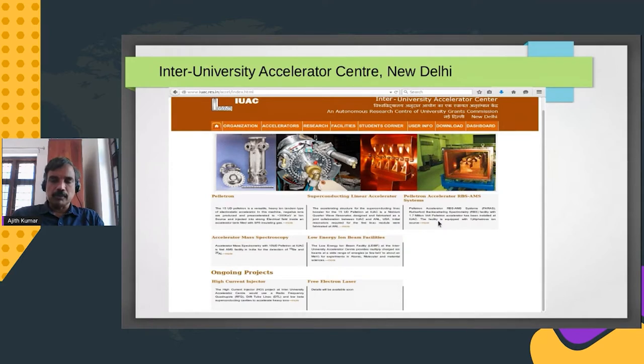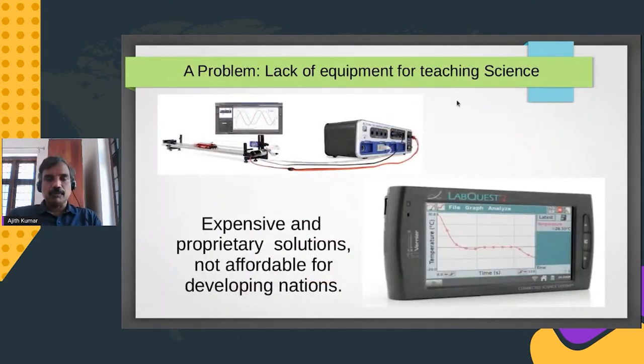Data acquisition means you have to couple it with real world devices. We also had a lot of interaction with the universities, because it was an inter-university center, and we were providing particle accelerator facilities to the academic community. What we noticed was the entire system was suffering from lack of good equipment. Many of you know the college laboratories: the equipment we currently have is a little bit outdated. The new equipment is all available in the market, but it is expensive and proprietary. There are companies like Pasco and PHYWE selling all kinds of equipment, but it's not really affordable. I have seen only the IISERs buying some of them, and not very many colleges or universities.